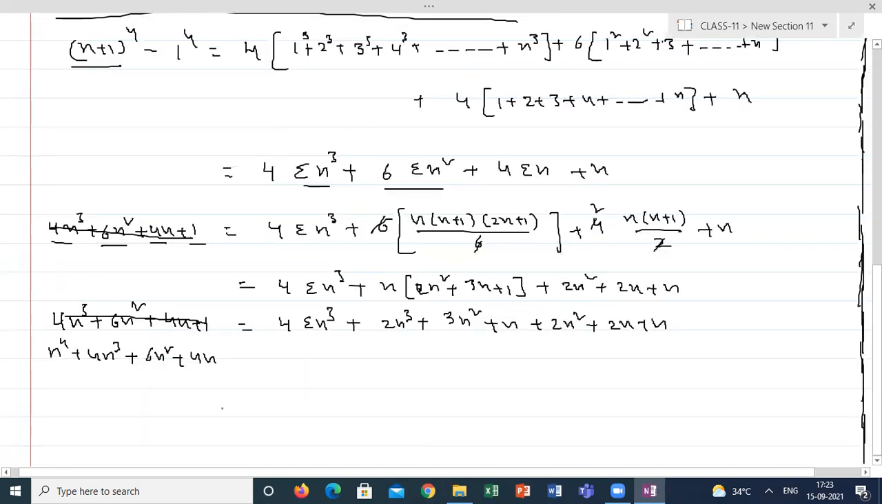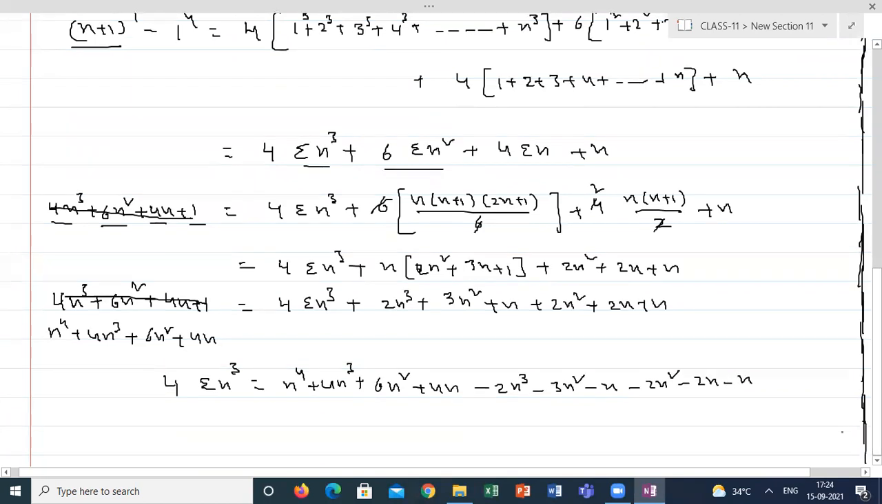4 times sigma n cube will be equal to n power 4 plus 4n cube plus 6n square plus 4n minus 2n cube minus 3n square minus n, and this one n will be there, minus 2n square minus 2n minus 1. So what things will cancel, guys? Out of all these things, finally I am getting n power 4, 4n cube, 6n square, 2 plus 2, 4. 4 minus 3, minus 7. 6 minus 7, minus n square is coming.